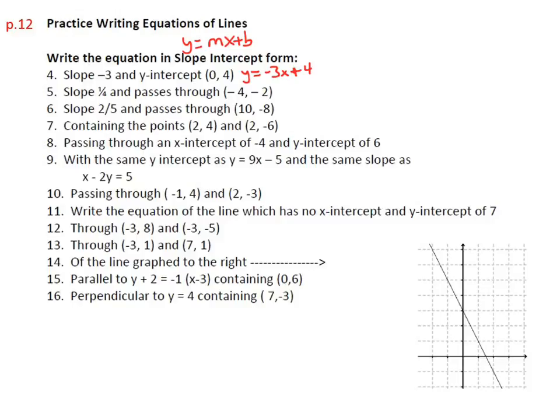Now for number 5, this one's going to take a little bit more work because we have the slope and a point, -4, -2. So for number 5, I'll show you the 2 options. Those of you that are very partial to your slope-intercept form, that means that we're going to take our slope of 1/4.